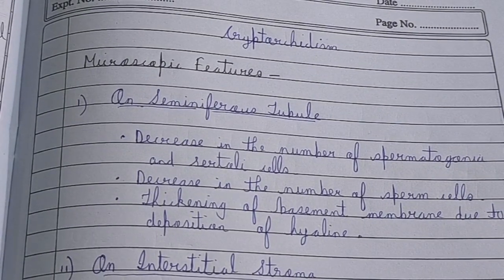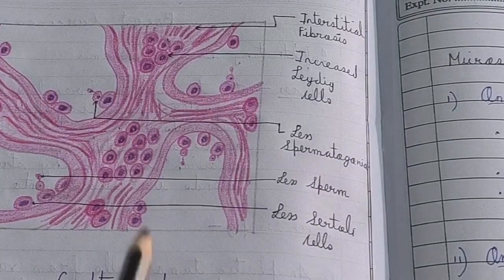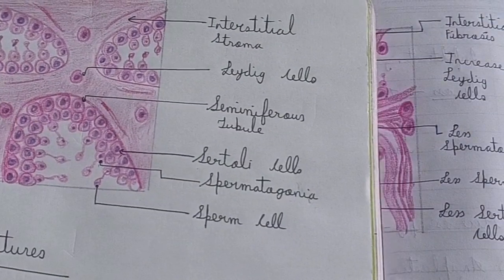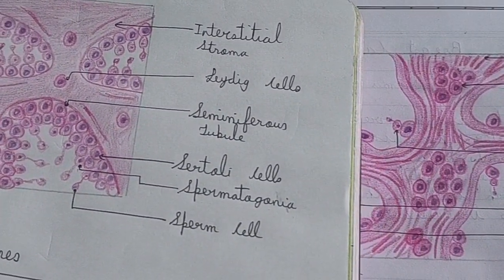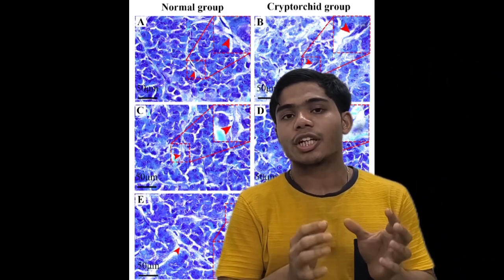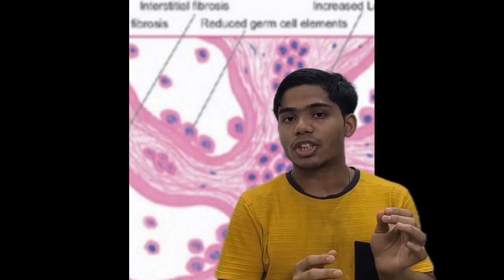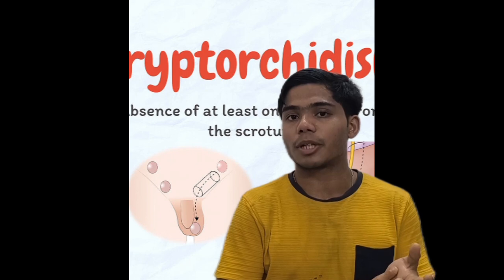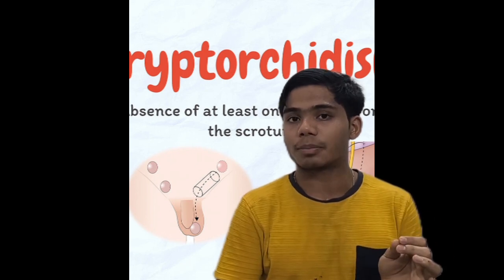So I have explained on the basis of the normal histophysiology of testes so that you can easily understand. So this is the case of cryptorchidism, and this is the case of normal histophysiology of testes. So friends, by seeing the microscopic features, you already know that in the case of cryptorchidism, the number of spermatogenic cells and sperm cells is reduced, and since there are fewer sperms, the ability of males to reproduce is less, so infertility problems occur.